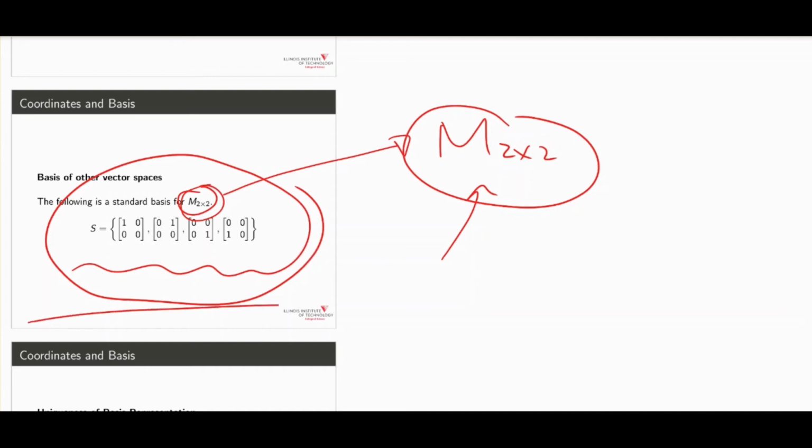And again, in your homework you can find another basis for this vector space. So for every vector space, you can always find more than one basis.